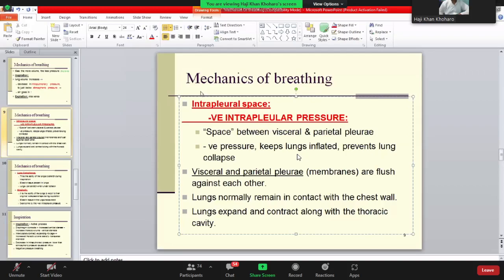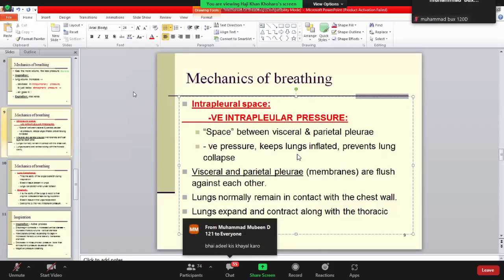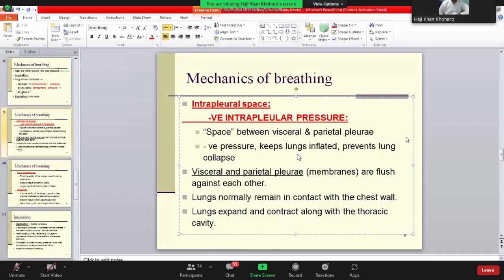Any student, please repeat this negative intrapleural pressure and its importance against the lungs' elastic recoil pressure. Any student? Hello, Mohammed Baksh. Mohammed Baksh. Hello.